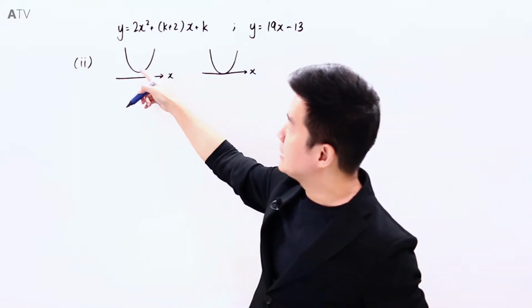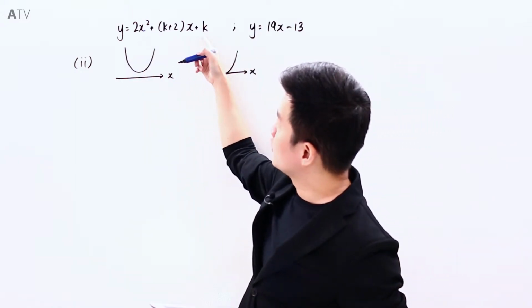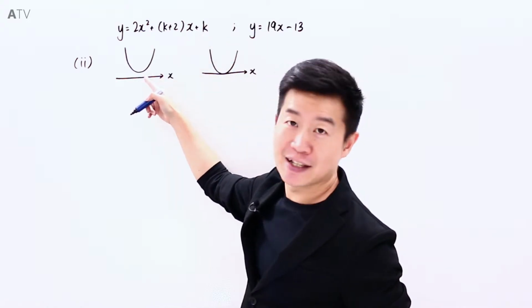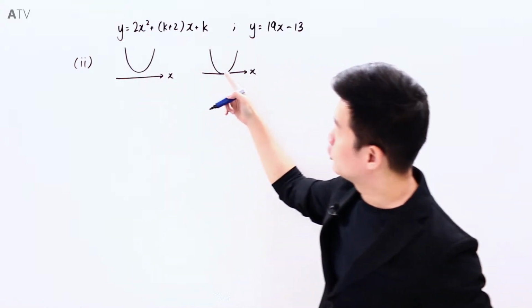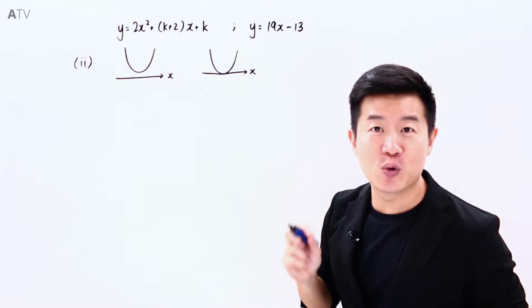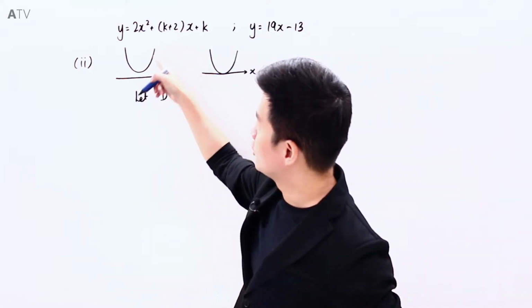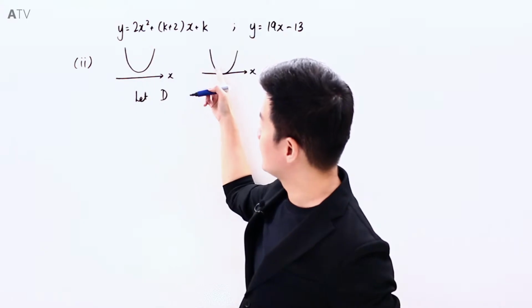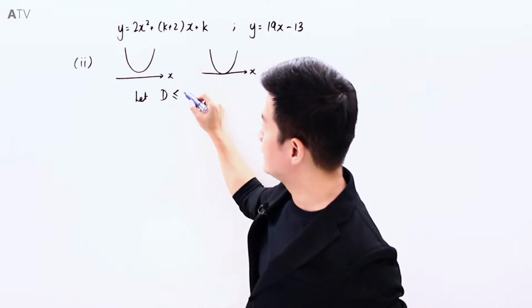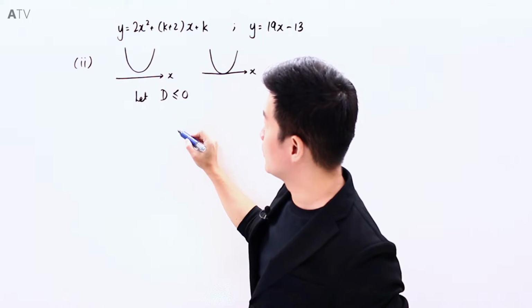And if it were to be a case that is like this, letting this be equal to 0 will give me a discriminant that is strictly less than 0. If it were to be this case, the discriminant should be equal to 0. So let's consider the discriminant of this to be able to handle this and this scenario. So for it to be less than or equal to 0.